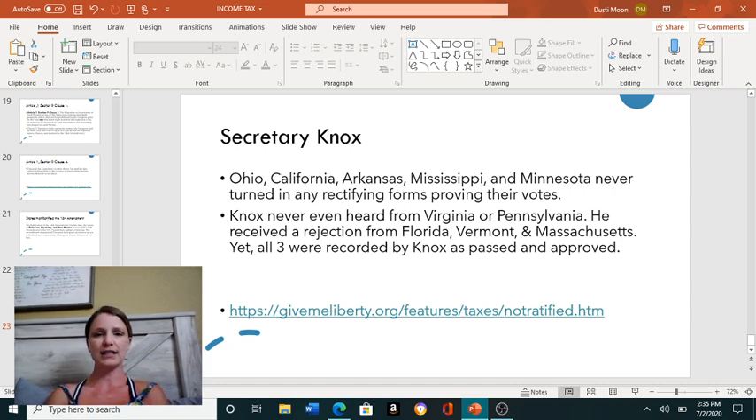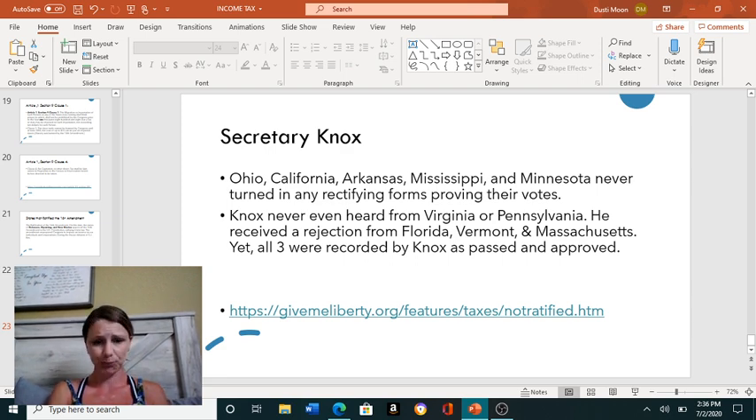How are you going to say that they approved it when they never turned in any of their votes or paperwork? All right. Now, Knox never even heard from Virginia or Pennsylvania, and he received rejection from Florida, Vermont, and Massachusetts. Yet all 3 were recorded by Knox as passed and approved. What the hell? So Knox should have been prosecuted for fraud. I mean, this just keeps getting deeper and deeper.